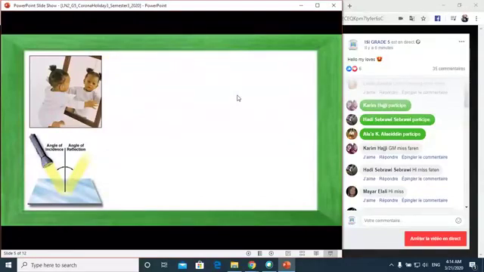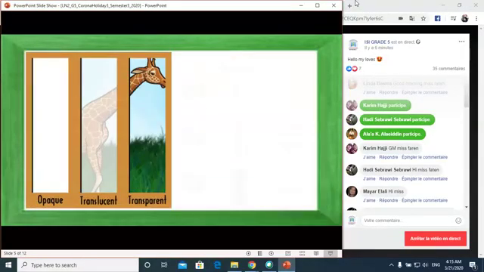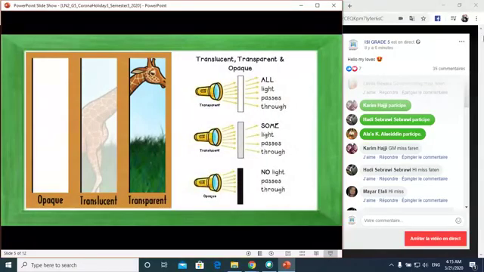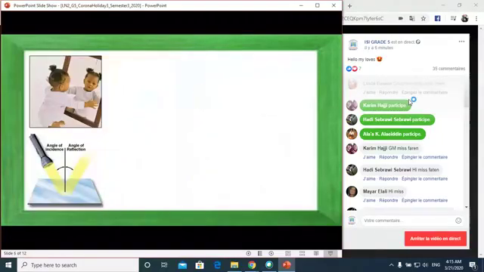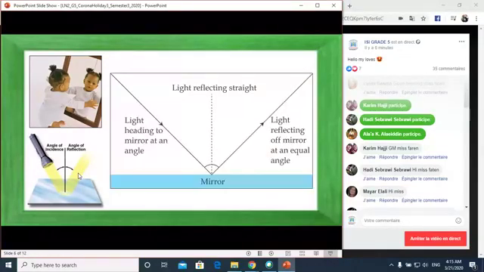Okay, so as I said, opaque objects do not let light pass through them, but some of them have a very shiny and smooth surface, so they reflect light. Okay, like mirrors. Mirrors have a smooth and shiny surface, so they reflect light. Whenever you send light to a mirror, the light will be reflected. Okay, and we have rules of reflection.